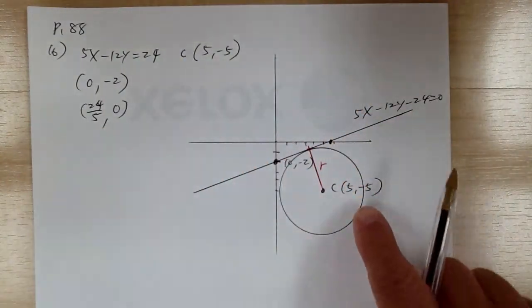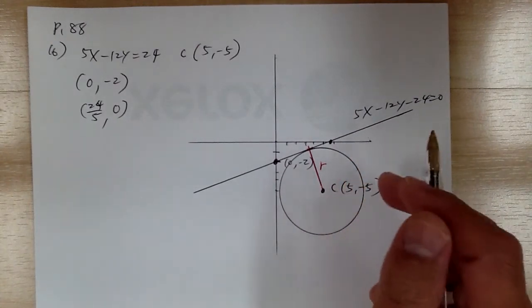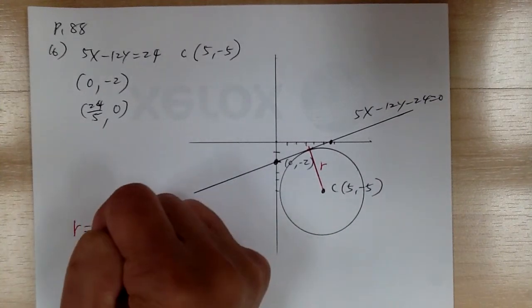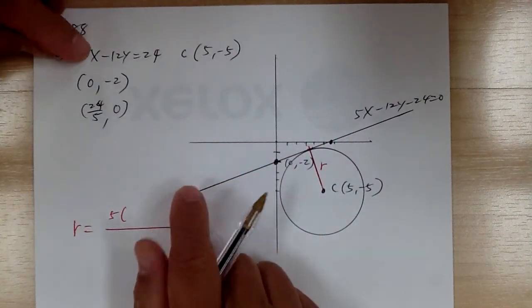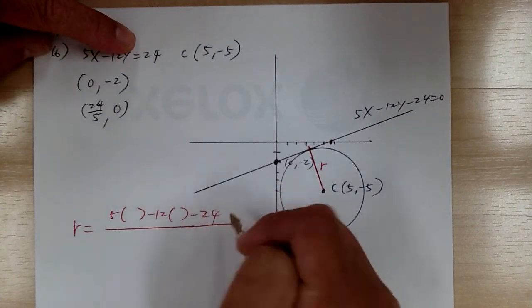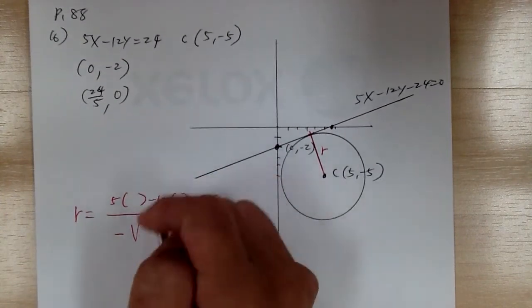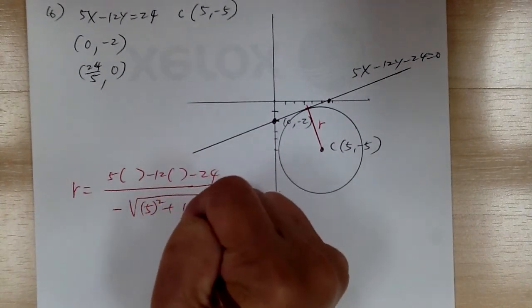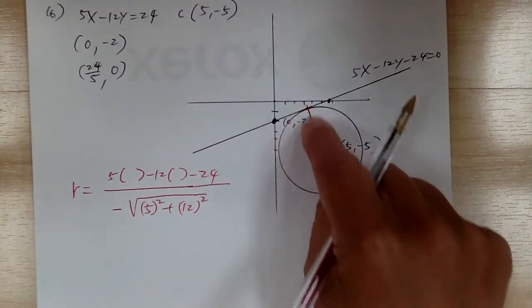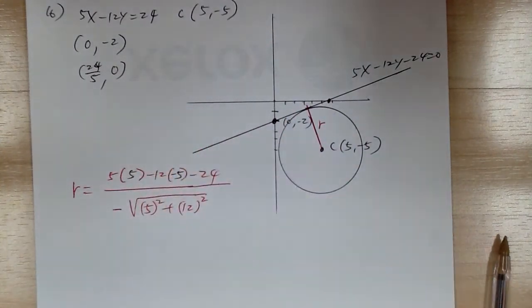So the radius is the distance from the point to the line, right? So you're going to apply the formula for point to a line. So the radius is going to be equal to 5 times, so here, again, here's your equation. Right? So 5 times parentheses minus 12 times parentheses minus 24. Right? So you have to use the general form. Minus 24 over negative square root of 5 squared plus 12 squared. And the point that you're going to put in here is this point over here, because you're looking for this distance, point to a line. So you have to put 5, negative 5 in here.